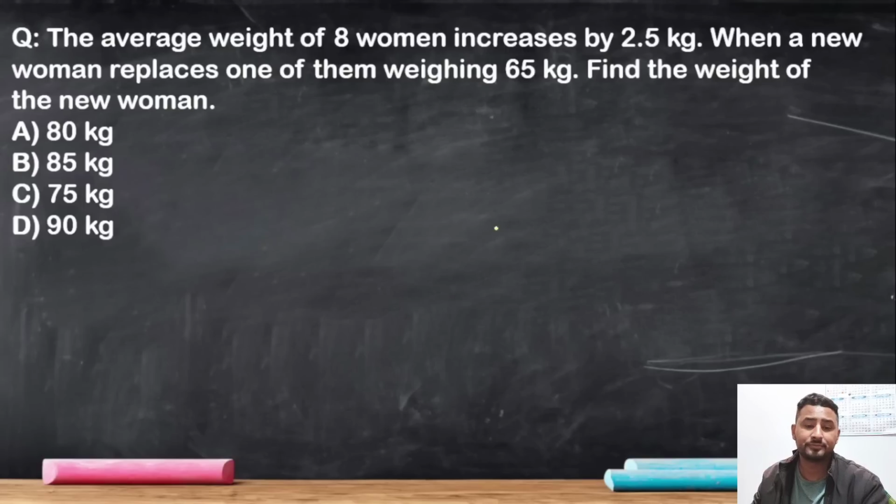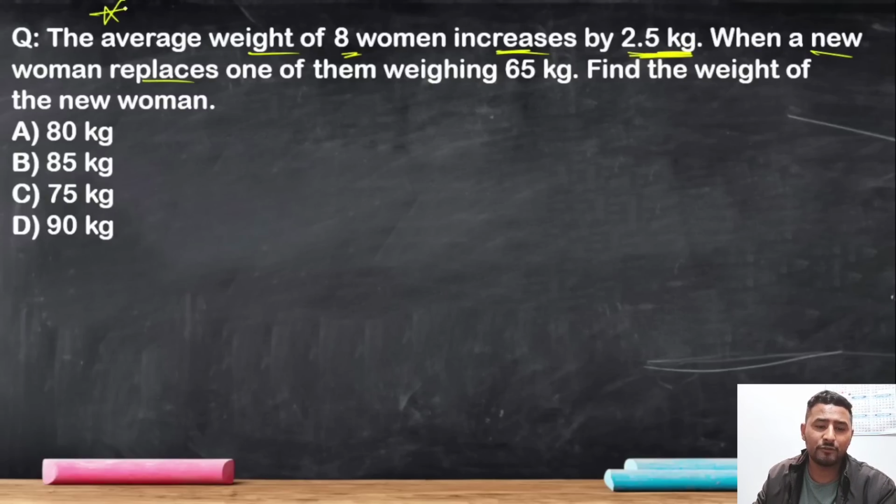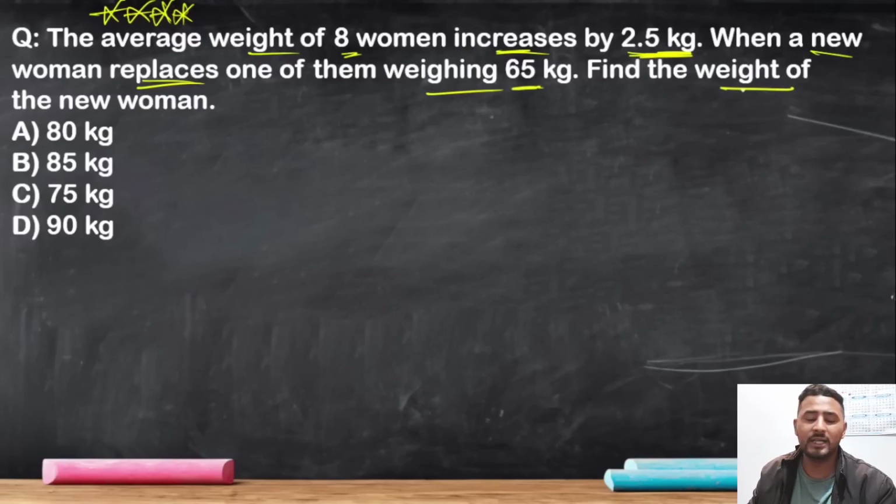Let's see next. The average weight of 8 women increases by 2.5 kg when a new woman replaces one of them. So this is also kind of important. You might expect this type of question. I've not seen it coming in the exam, but you might expect it, because this is 2025 now, right? When a new woman replaces one of them weighing 65 kg, find the weight of the new woman.